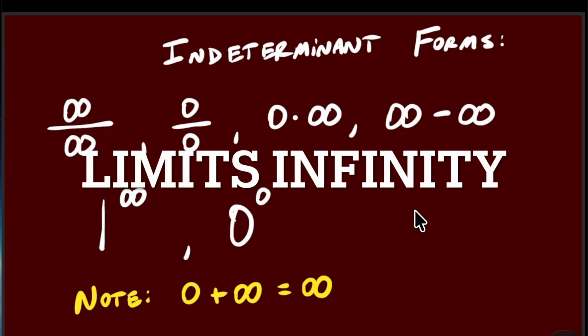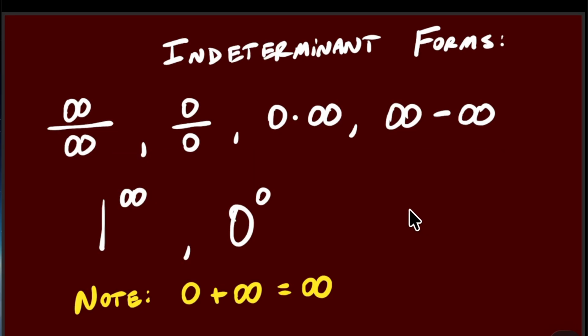As we move on to discussing limits as x approaches infinity, we need to review what are called indeterminate forms. These are limits that are going to require further algebraic manipulation. These are limits that are going to involve conflicting behaviors that tend to cancel each other out.